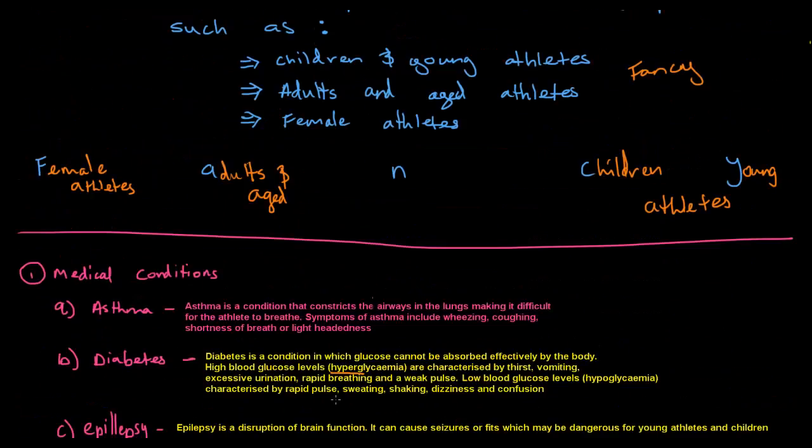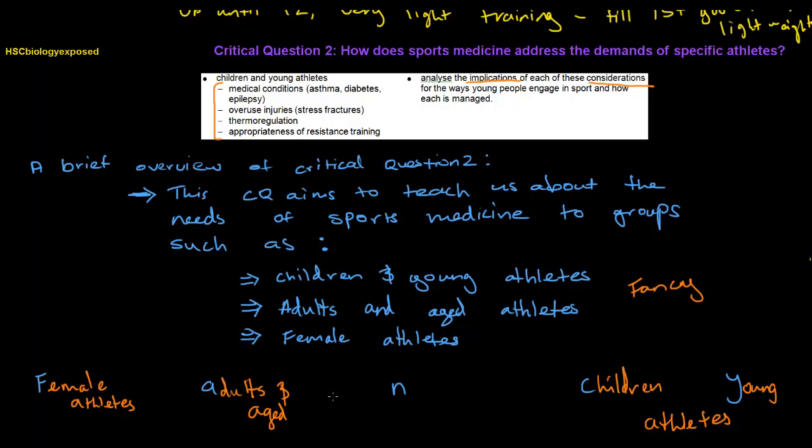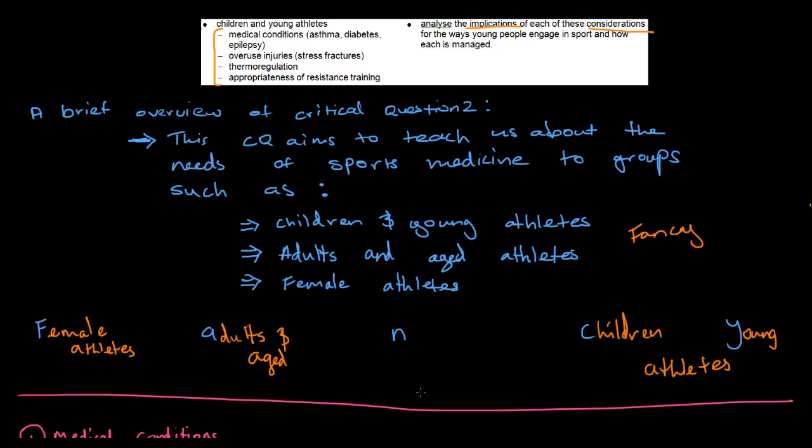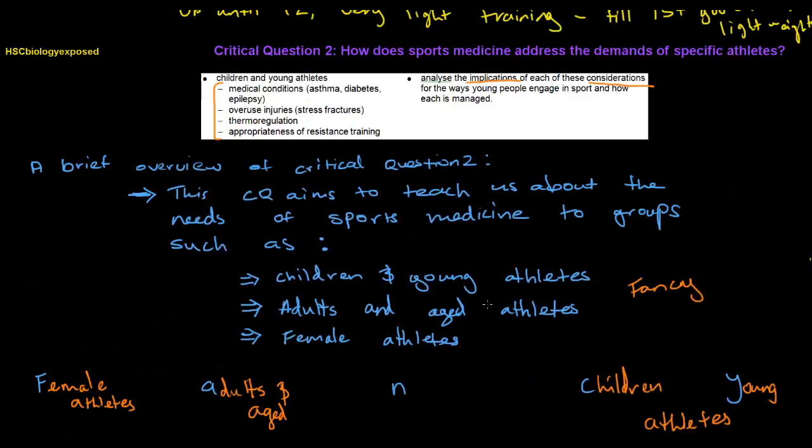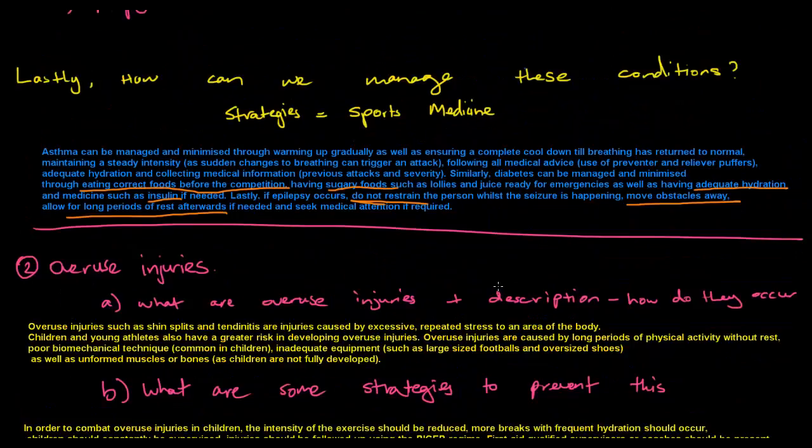So the next part of the syllabus, this critical question, actually asks us to look at overuse injuries, which are stress fractures. Now, we've looked at overuse injuries already in our first critical question when we were classifying injuries, but in this we'll look at it in a bit more detail and a bit more specific application, so to adults, to children and young athletes specifically. So let's just have a look at overuse injuries now.